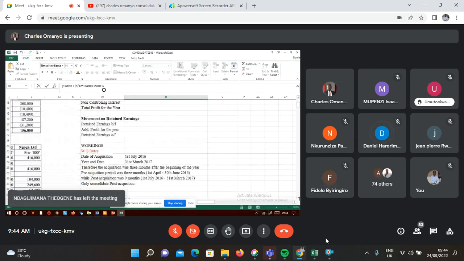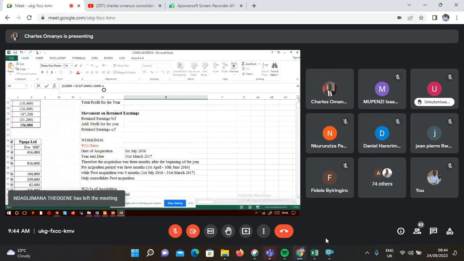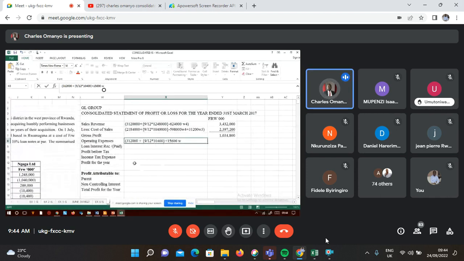Working number 6. Now, this is what I was explaining to the other person. I didn't want to explain it twice. This impairment is treated in the same way as depreciation. That is why we have added it. I hope it's now clear to the other person who was asking.